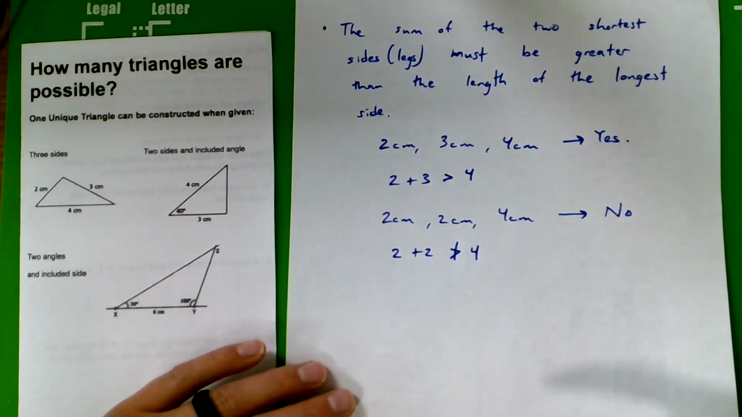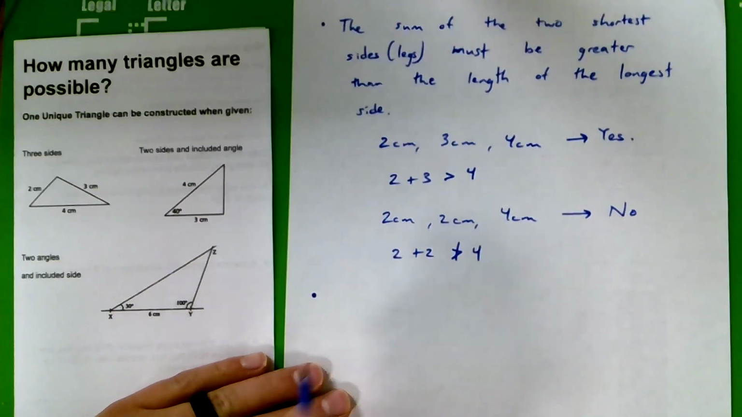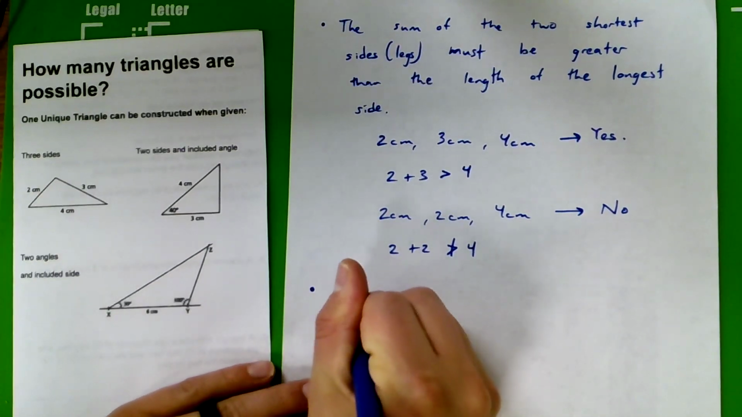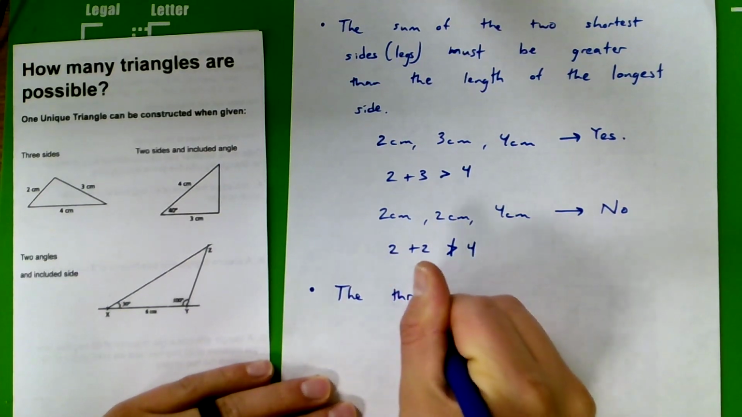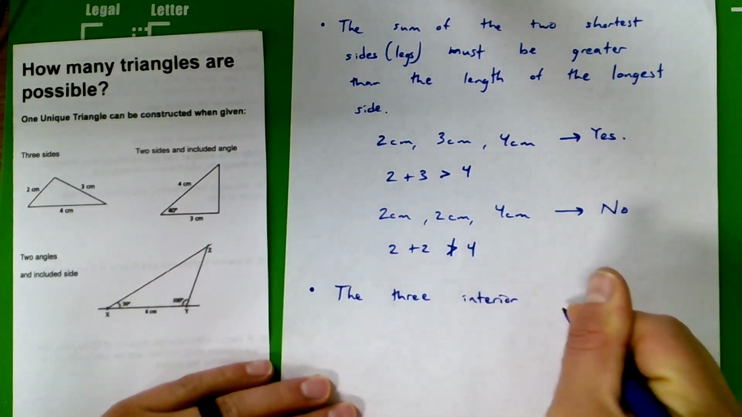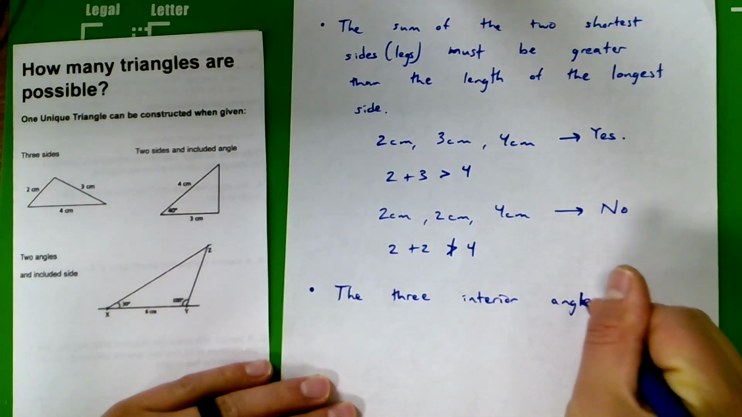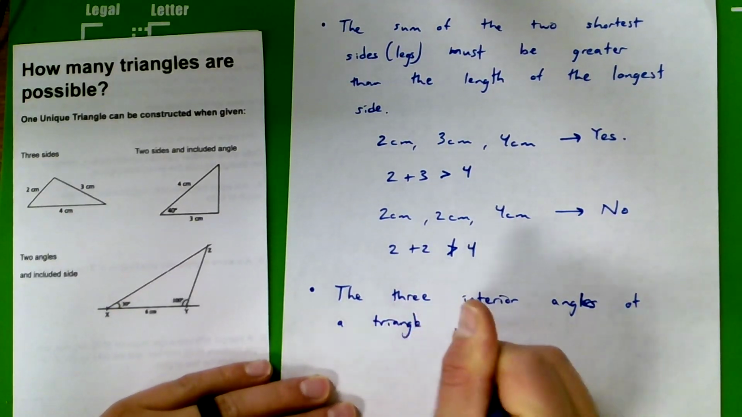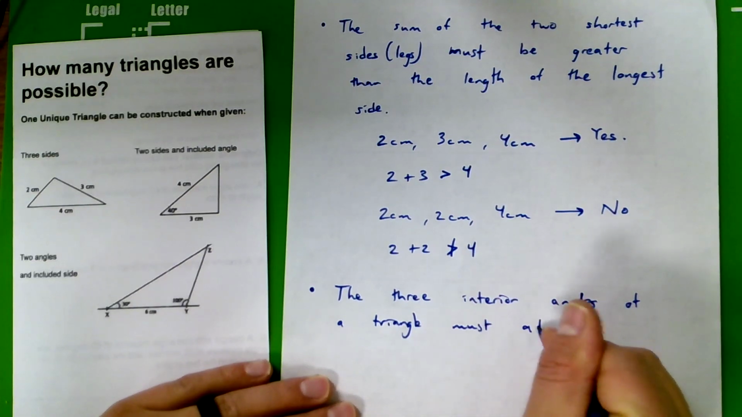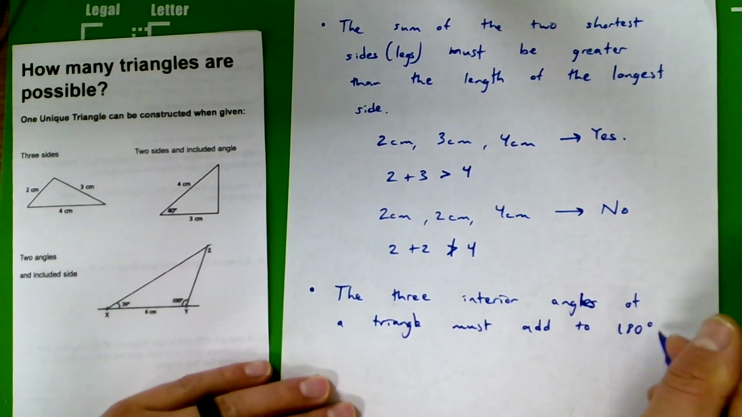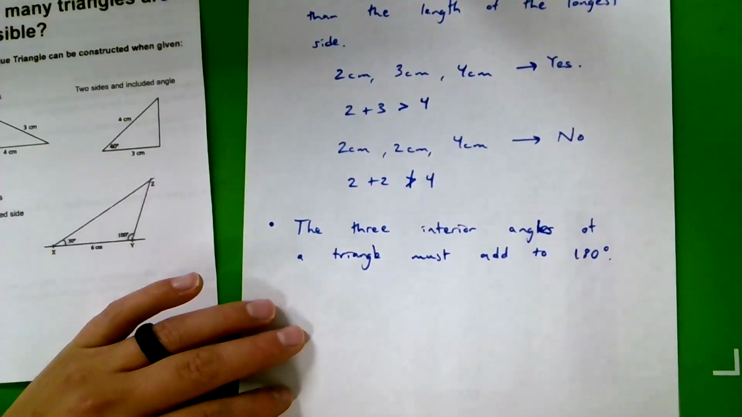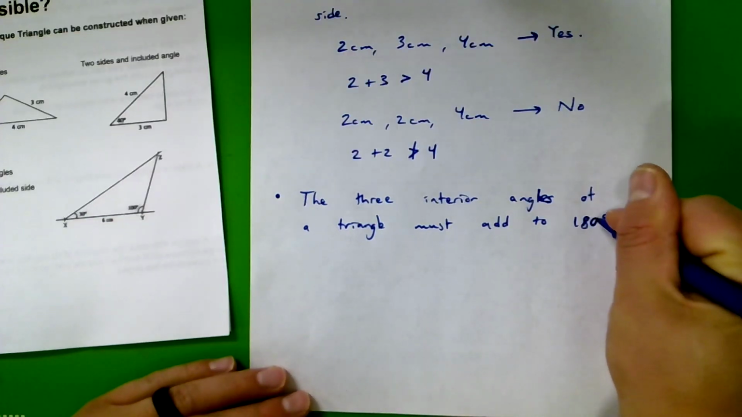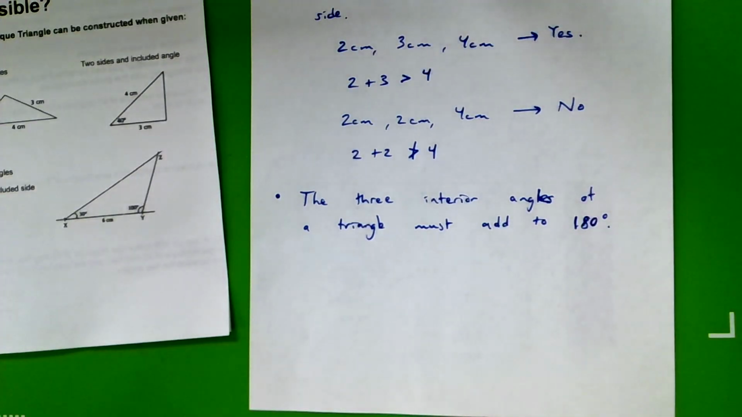The other thing that we learned about was not just the side lengths, but angle measurements. In order for a triangle to be made, the 3 interior angles of a triangle must add to 180 degrees. And we learned that yesterday when we ripped off the corners of the triangles and lined them up, and it came out to 180 degrees and made a straight line, because 180 degrees is a straight line.